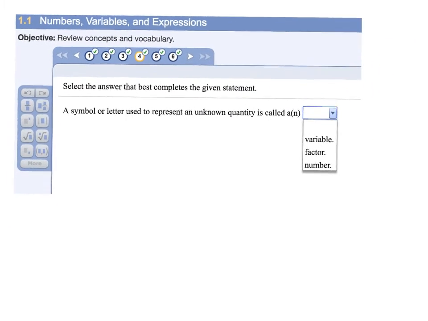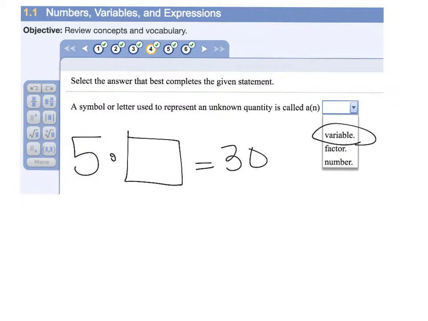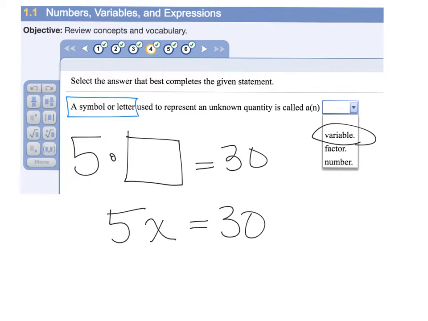And the symbol or letter used to represent an unknown quantity is called your variable. So if you have 5 times an unknown number is equal to 30, well, we're not in kindergarten anymore, so we're not going to use the box. We're going to use a variable, which is a letter or a symbol, but it's a letter. Oftentimes we use the letter x, so it's going to be 5x equals 30. Both of these mean the same thing: 5 times a mystery number equals 30.